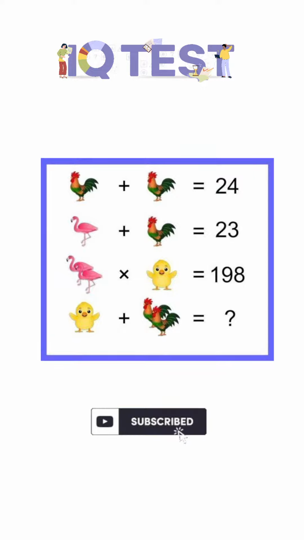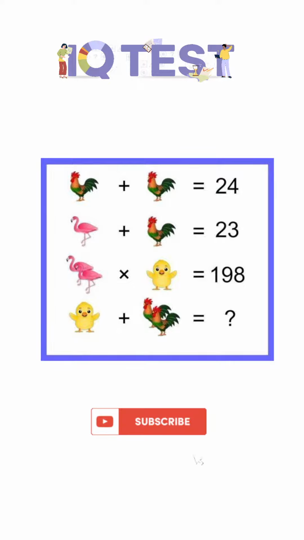11 for the flamingo, yes. So what do you have for the chick? The baby hen, what do you have for it? You are supposed to get 9 for the small hen or the chick.